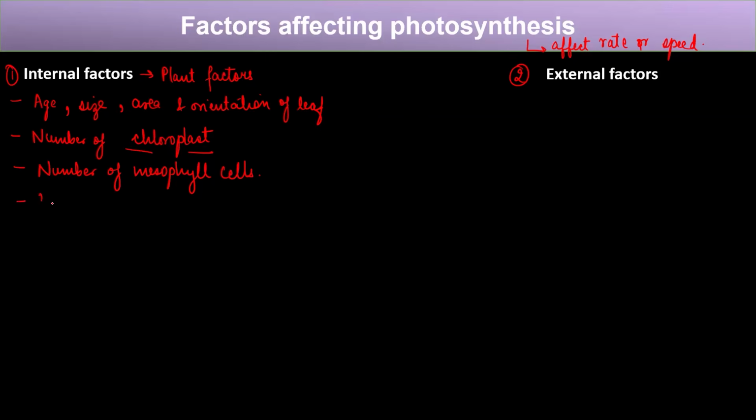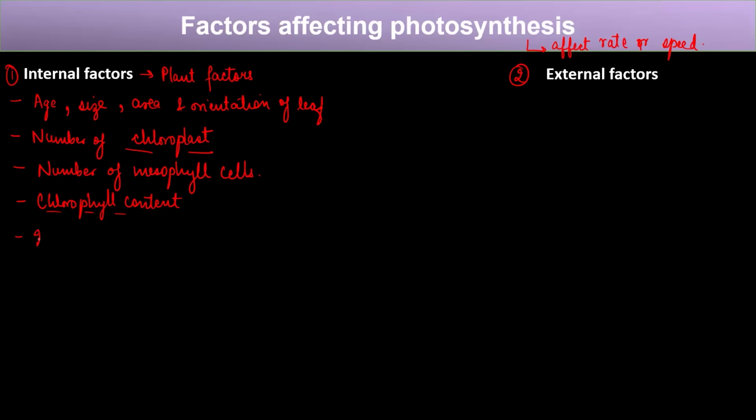Then the next is chlorophyll content, because by now we have understood why chlorophyll content is important. Because chlorophyll forms the reaction center and the antenna, from where this light reaction starts. So the chlorophyll content is important. And we have also seen by an experiment, the variegated leaf experiment, that if a leaf does not have chlorophyll, photosynthesis does not take place there. So the chlorophyll content is also important.